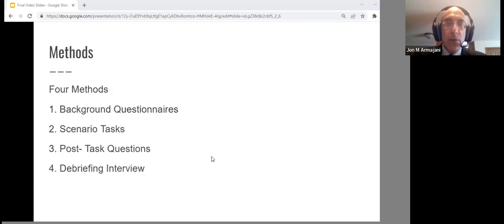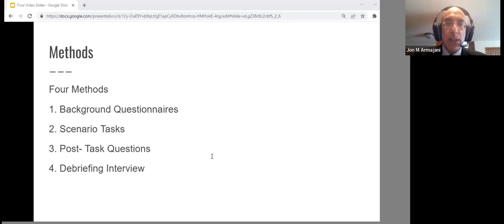Methods. There were 4 methods of information gathering used during the test. 1, background questionnaires, 2, scenario tasks, 3, post-task questions, and 4, debriefing interviews. The background questionnaires gathered some basic demographics. Participants supplied information such as age, how often they use a digital device, how often they use the internet, how proficient they are with technology, and how knowledgeable they are about international business.